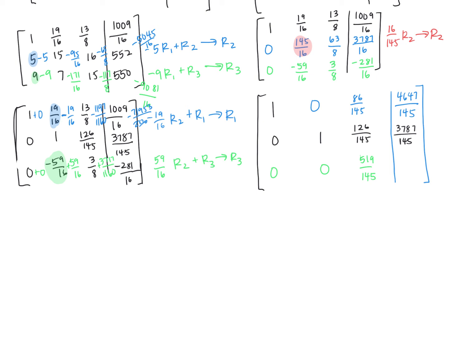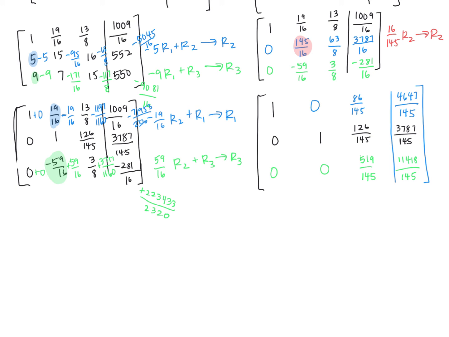All right, we got the last element. So 59/16 times 3787 over 145. We get 223,433 over 2320. So when we add that to the negative 281 over 16, we get 11,418 over 145. Okay, so we've got the first two columns complete.